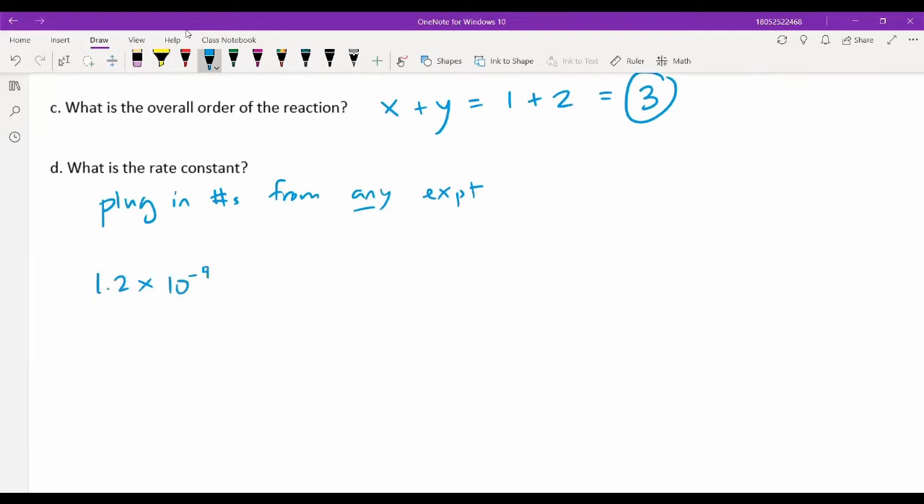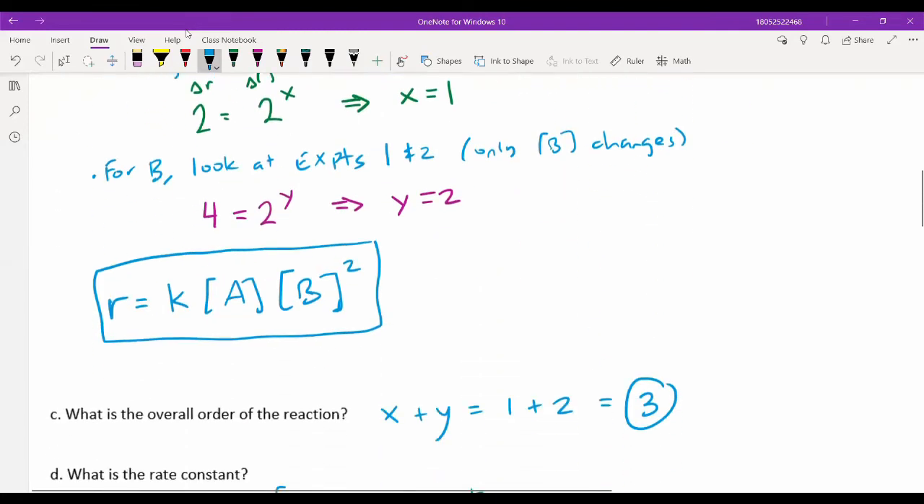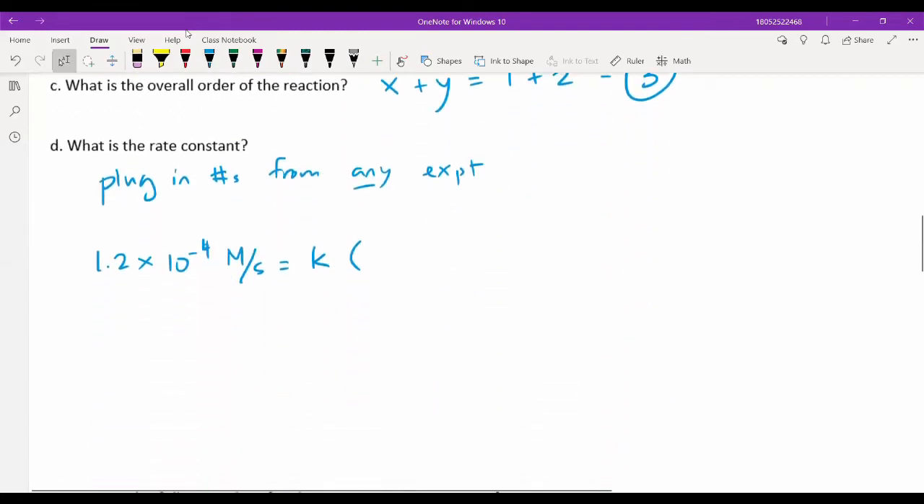I'm going to include the units. That's going to be molarity per second. And then we have k. And then if we look at it, A is going to be 0.12 and B is going to be 0.15. So we have 0.12 and 0.15 molarity squared.